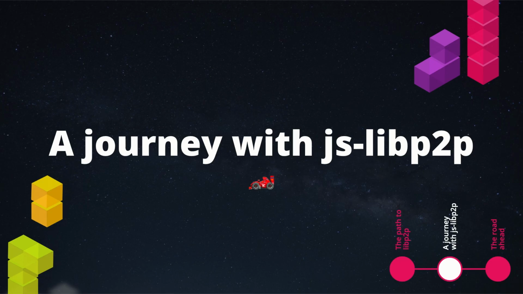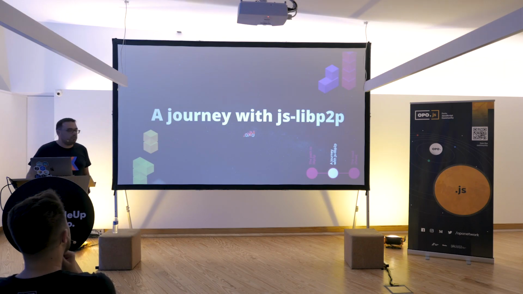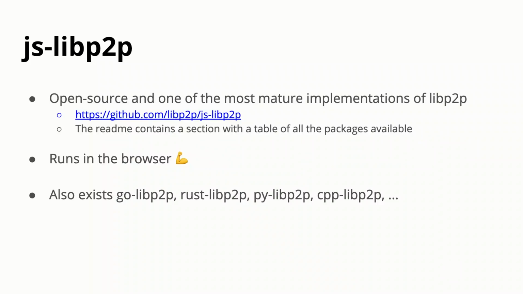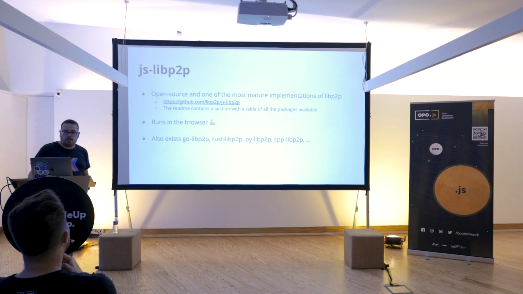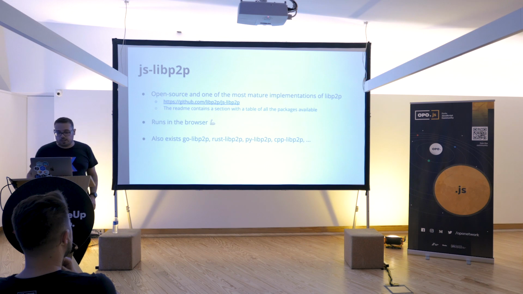So without any more pauses, we go into some JavaScript now. My main goal here is for us to understand how libp2p solves networking problems while also exploring its JavaScript implementation. The JavaScript implementation of libp2p, as with all of them, is open source, and in the JavaScript case, it is one of the most mature implementations of libp2p so far. You can find it on GitHub, at libp2p/js-libp2p.